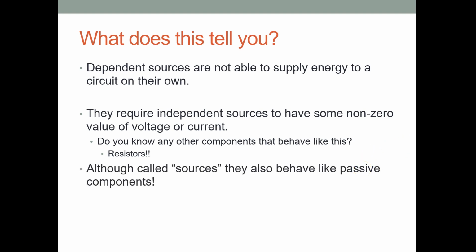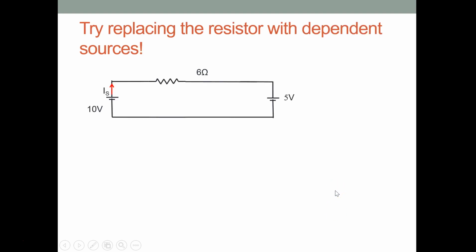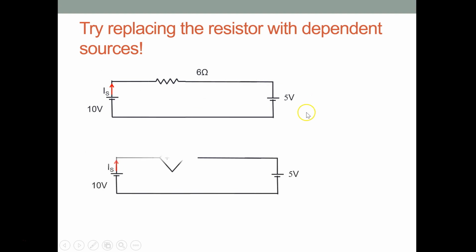So although the dependent sources are called sources, they actually behave like passive components. And you could even try replacing a resistor with a dependent source. All it means is that the source would depend on, in this case, the current flowing through it. So I could take this example, which would be 10 volts, 5 volts, and I have 6 ohms here. If I had to find the current through it, I would get 10 minus 5 on 6, which is 5 on 6 amps.